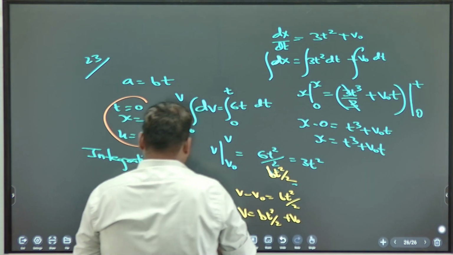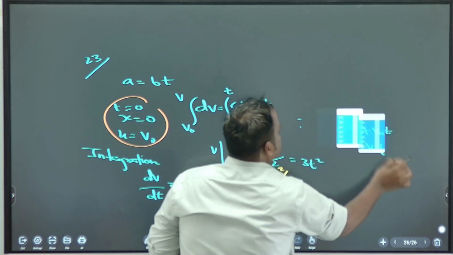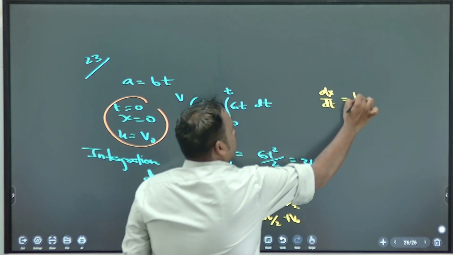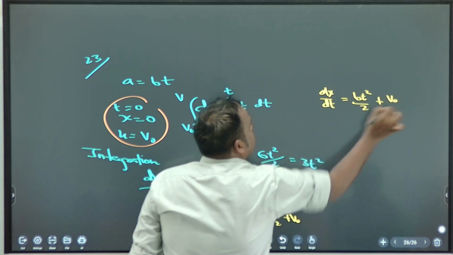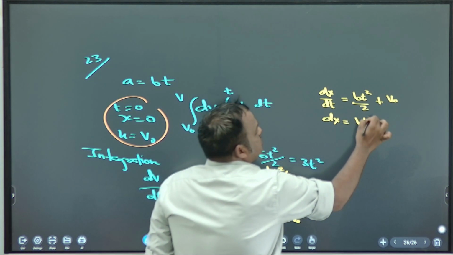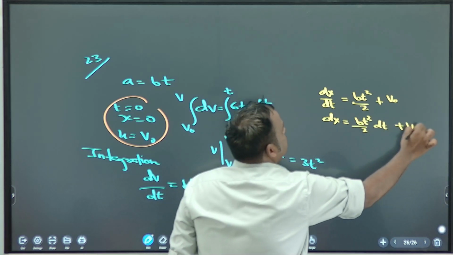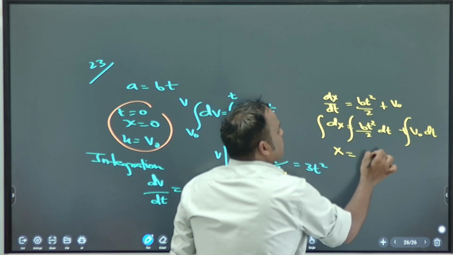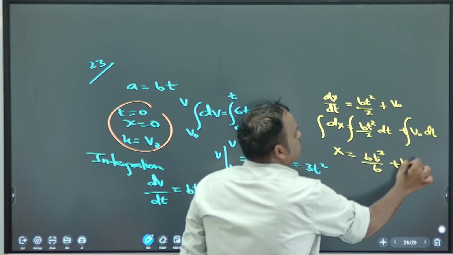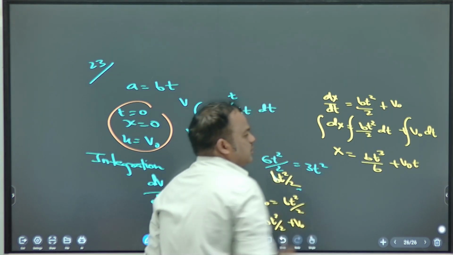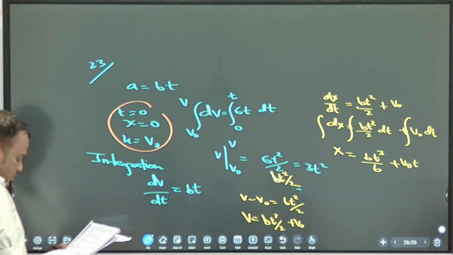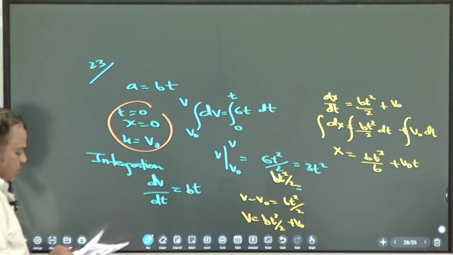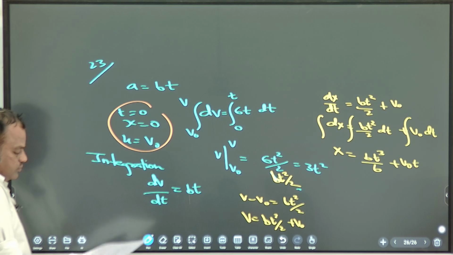So here you will write dx by dt is equal to bt square by 2 plus v naught. So dx is equal to bt square by 2 dt plus v naught dt. Now integrate. So x is equal to bt cube by 6 plus v naught t. Okay, third option. Okay, 25.